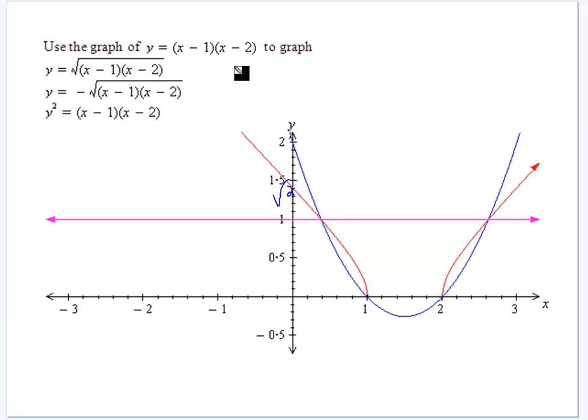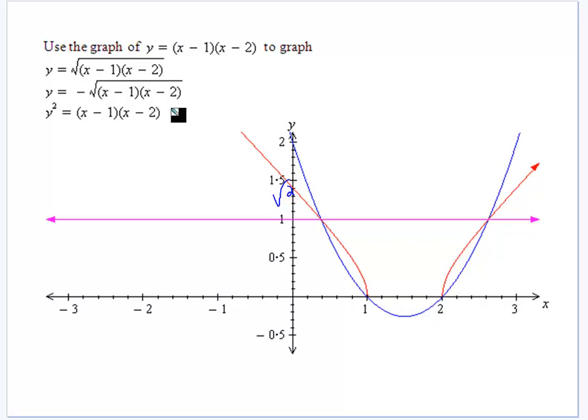So let's have a look at how we use the graph to do this. So we've got the graph in a few different ways: x minus 1 and x minus 2. Again, this is where we should draw up the graph every time. So x minus 1 times x minus 2 is our nice parabola.